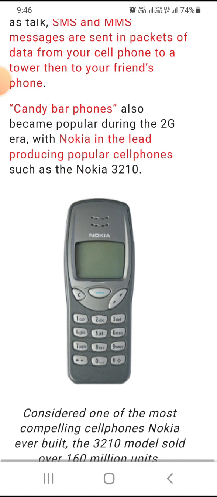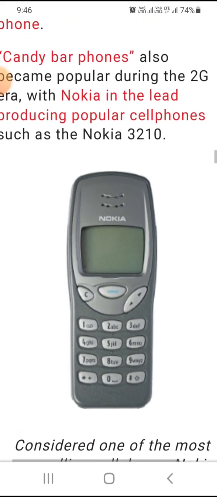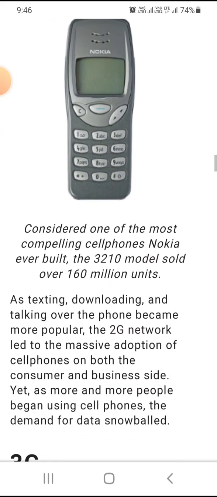Nokia in the lead with the Nokia 3210. So this is the size of the Nokia 3210, and this was the 2G phone, considered one of the most compelling cell phones Nokia ever built. The 3210 model sold over 160 million units.